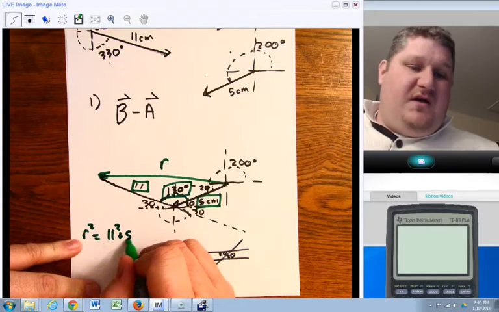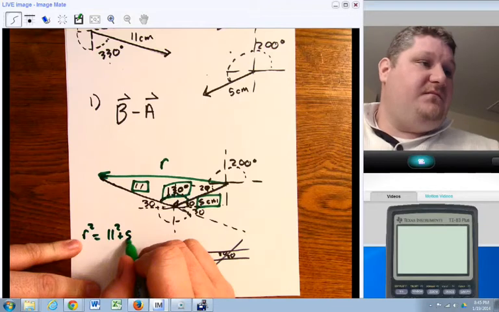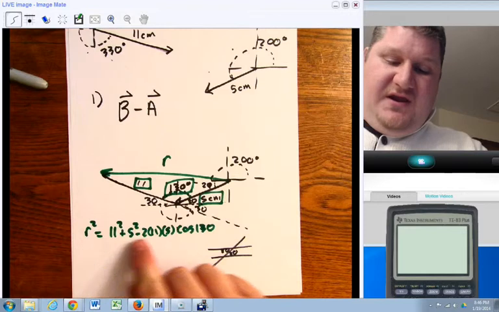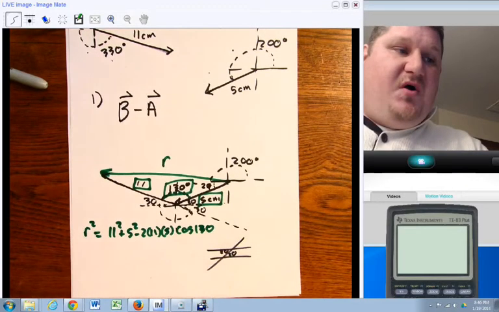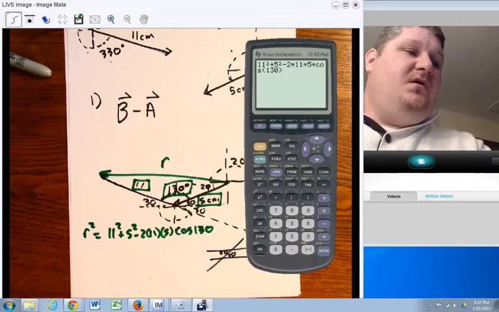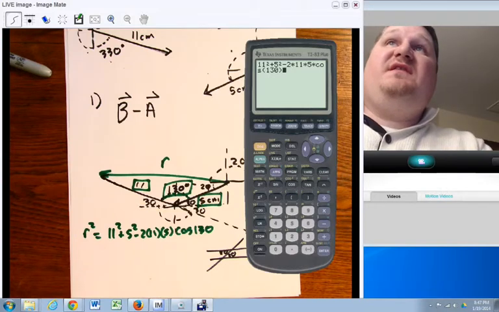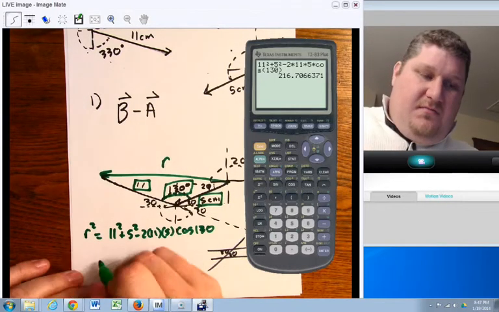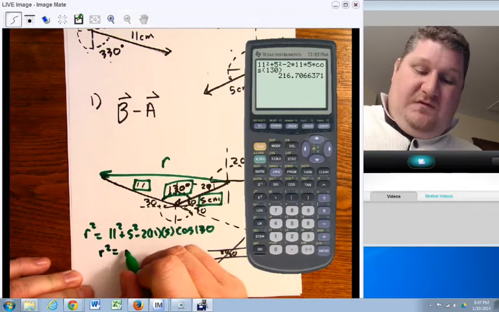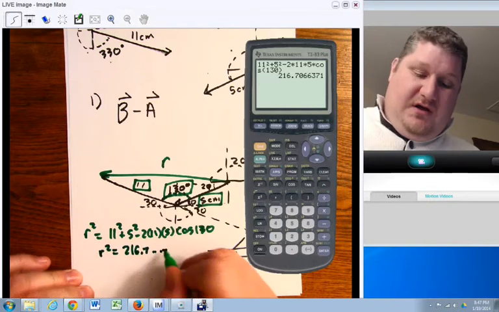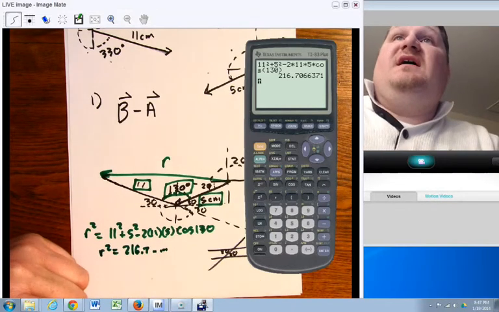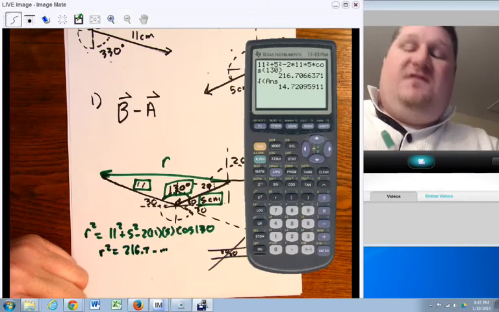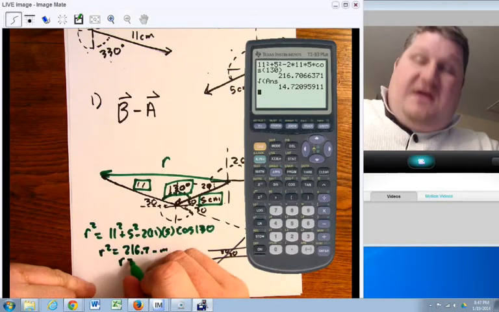Now, I'm going to go ahead and plug this in. My camera froze, but by the time I finished plugging in the formula, you get this. I'm going to pause, put it into the calculator. Okay, so we've put it into the calculator. We hit enter, but again, remember that r squared equals 216.7. So we hit second, square root, second answer, enter. We come up with r equals 14.7.